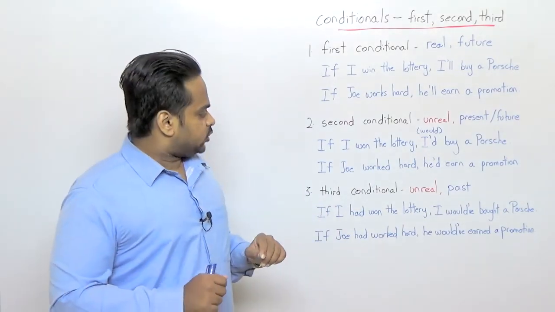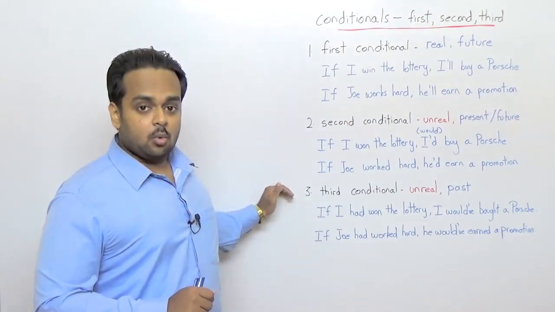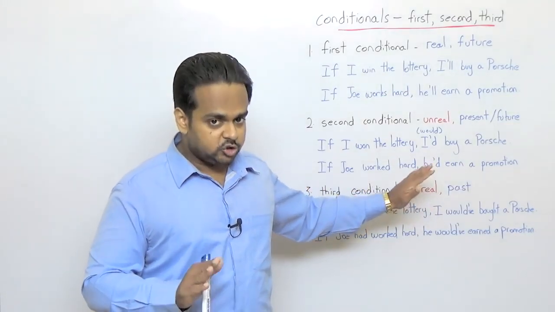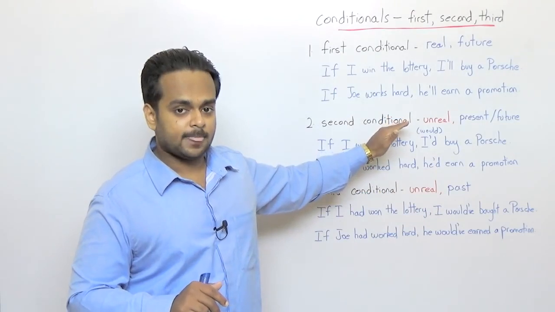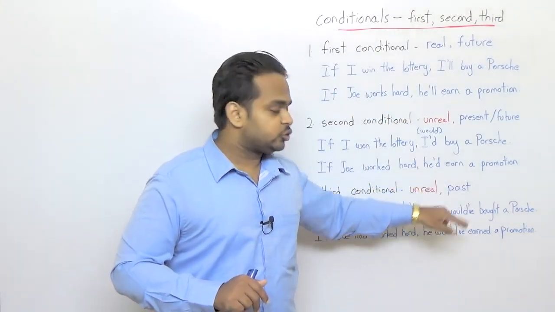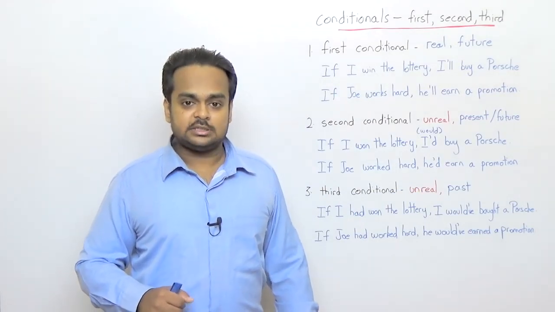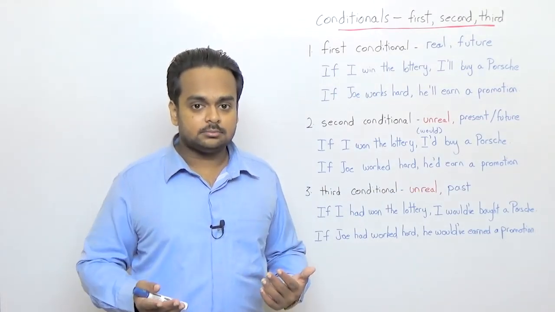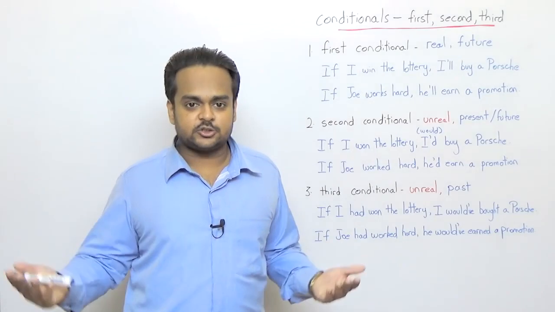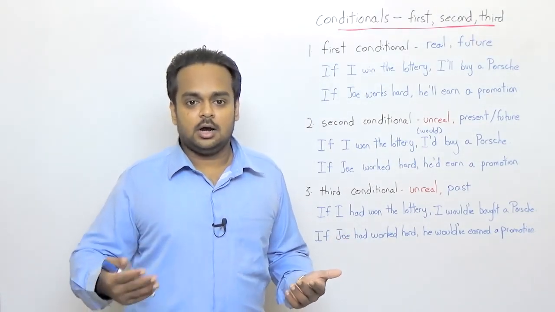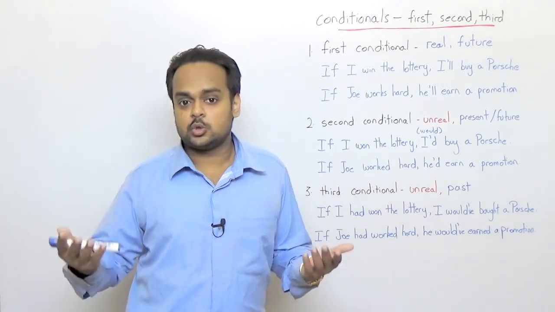So what about the third conditional? Well, the third conditional is used to talk about unreal situations, just like the second conditional. But the third conditional is used to talk about past situations. So why are these situations unreal? Well, it's because the past is gone. We cannot change it. So anytime we talk about a conditional in the past, it's going to be unreal.